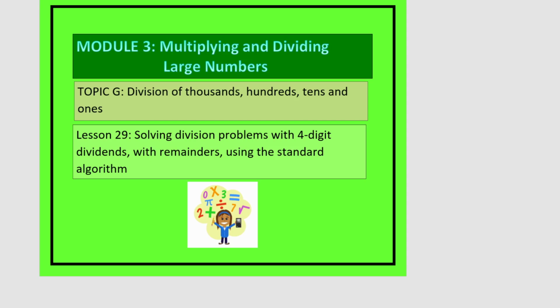This is lesson 29 in module 3. In this lesson, we're going to be solving division problems with 4-digit dividends with remainders using the standard algorithm. Let's start with the problem of 4,325 divided by 3. And we're going to write that in our long division form.